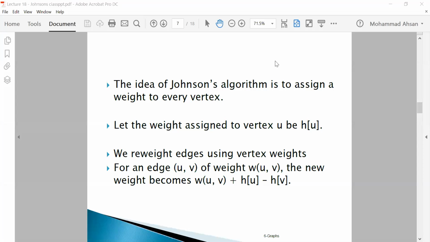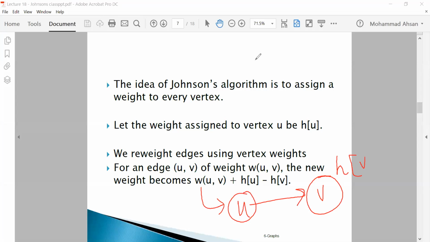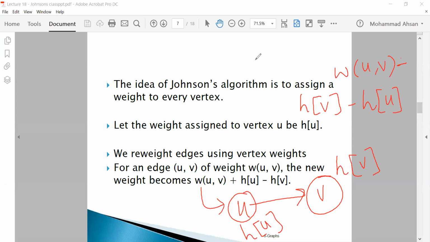If the edge is u to v, the weight is, this is the weight of this edge between u to v, we assign a weight or a value to the vertex. So then we add this difference between the two to your weight, and this will be your newly changed weight of the edge.